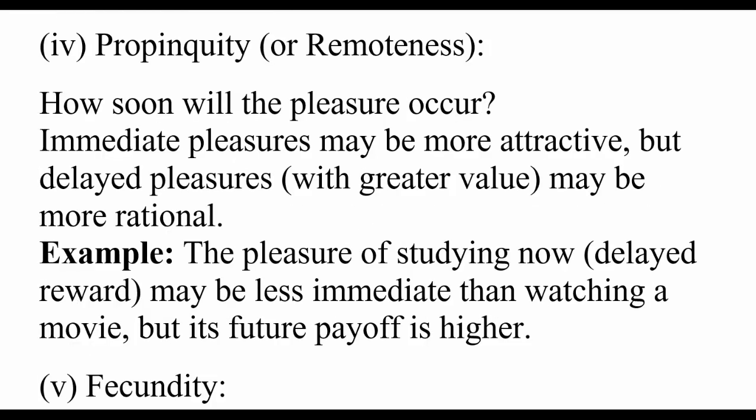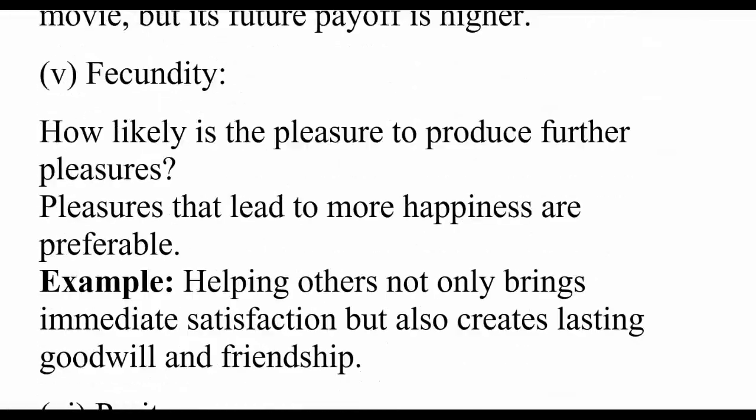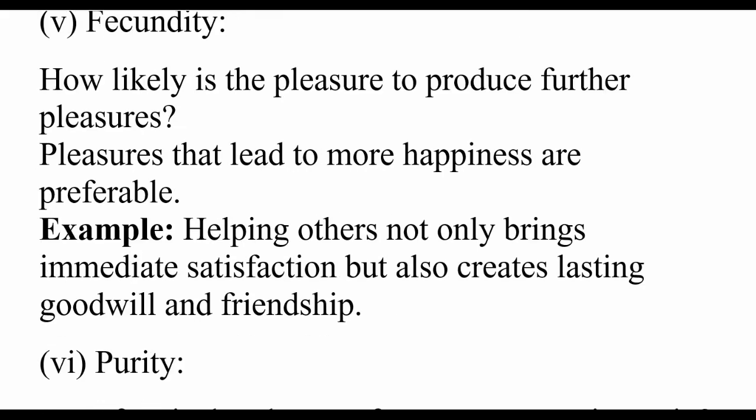Fourth, propinquity or remoteness. How soon will the pleasure occur? Immediate pleasures may be more attractive, but delayed pleasures with greater value may be more rational. For example, the pleasure of studying now, which is the delayed reward, may be less immediate than watching a movie, but its future payoff is higher. Fifth, fecundity. How likely is a pleasure to produce further pleasures? Pleasures that lead to more happiness are preferable. For example, helping others not only brings immediate satisfaction but also creates lasting goodwill and friendship.